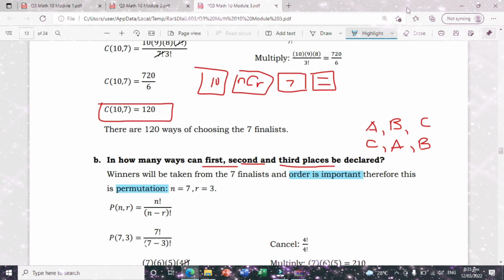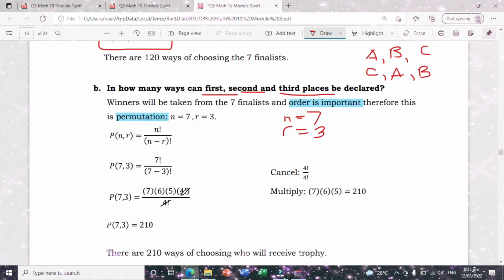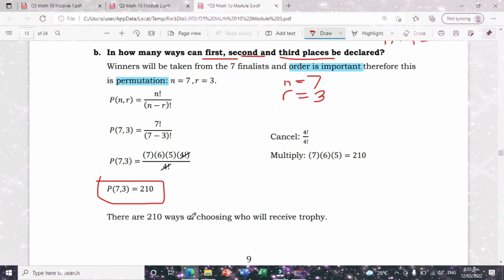So, dito, out of 7, tatlo yung kukunin natin as first, second, and third. Okay, so ito ngayon yung magiging solution natin, 210. So, there are 210 ways of choosing who will receive trophy.